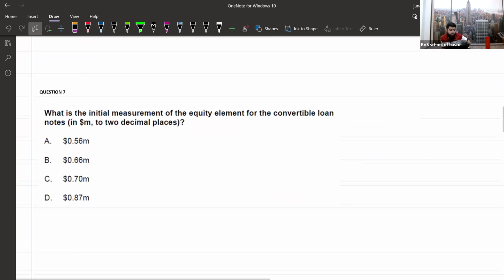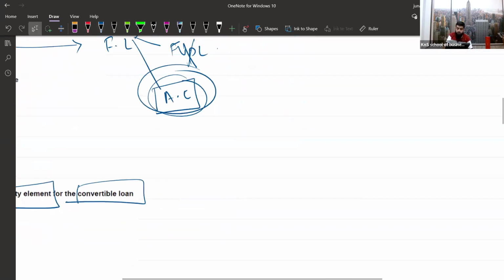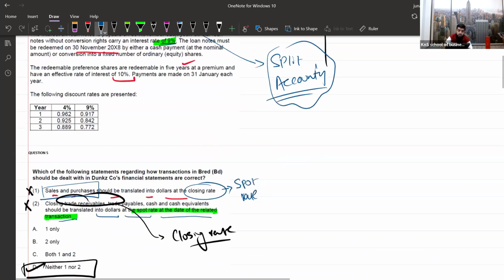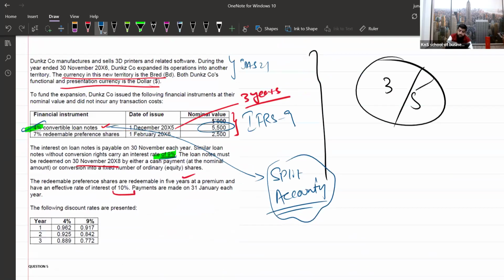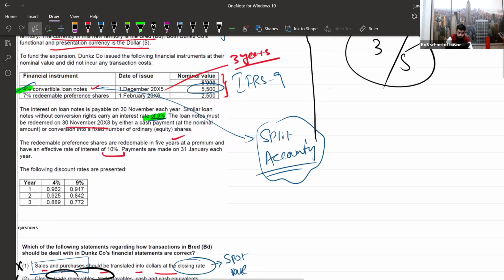Now question number 7. What is the initial measurement of the equity element for the convertible loan? Remember, the answers are given in decimals, that is in millions, so we'll be working in millions as well. Whenever we have a question on a convertible loan, step one is to calculate the future cash flows. The convertible loan is for 3 years. Cash flows are calculated using the coupon rate, and the coupon rate is always applied on the nominal or par value. The par value for the convertible loan is 5,500, and the coupon rate is 4%.